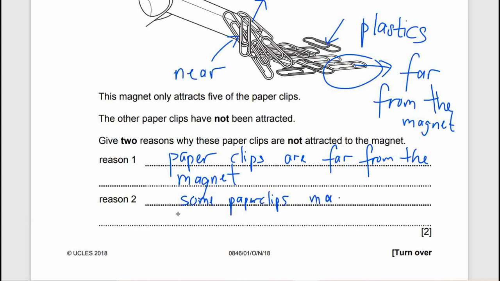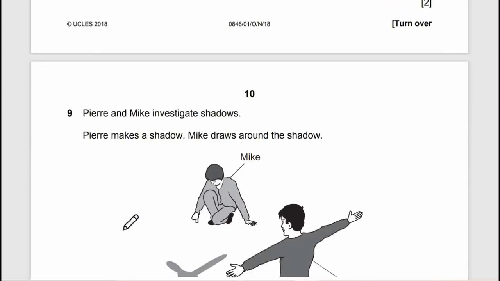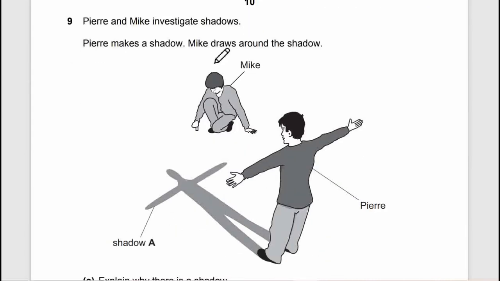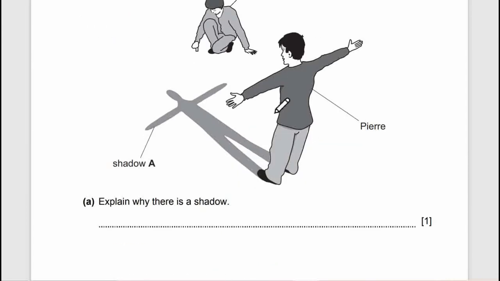Made of plastic, so they are not attracted to the magnet. Number 9, Pierre and Mike investigate shadows. Pierre makes a shadow, Mike draws around the shadows. Explain why there is shadow. Shadow is formed because light is blocked.